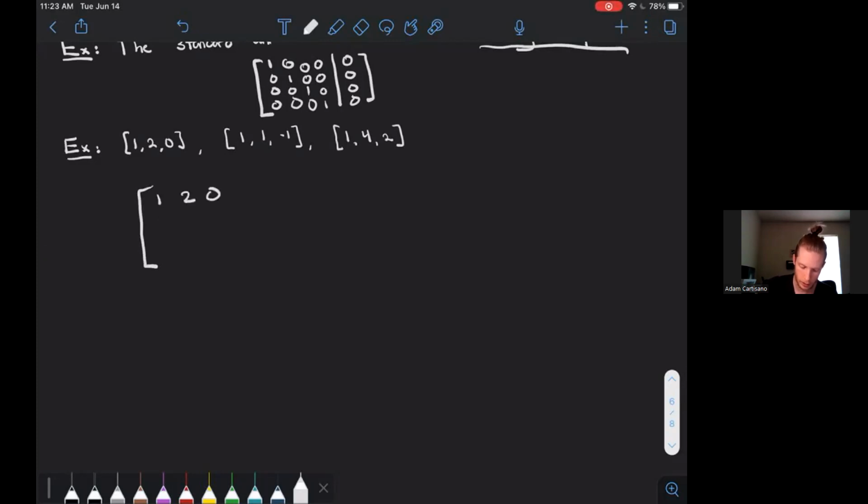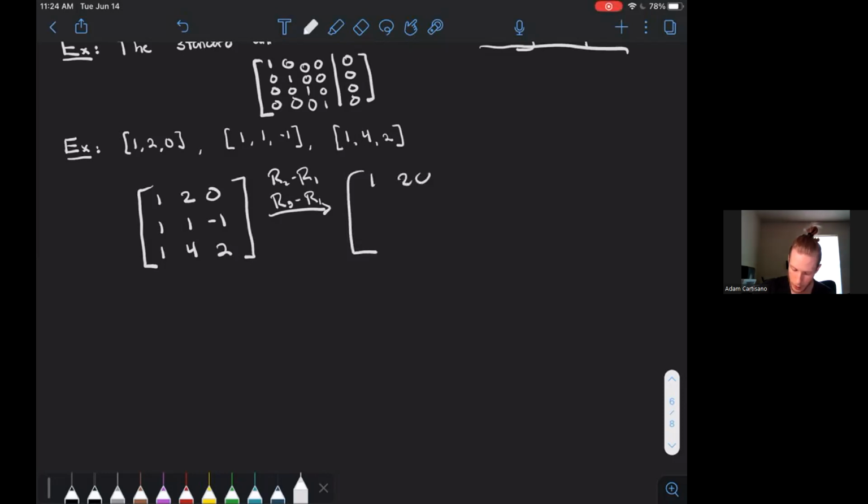1, 2, 0, 1, 1, minus 1, 1, 4, 2. No augmented matrix, no coefficients, nothing like that. Just straight up write each row vector as a row in a matrix, and then row reduce this matrix. Let's just do that real quick because I don't want to spoil it. So we're going to subtract row 1 from the other two: row 2 minus row 1 and row 3 minus row 1.